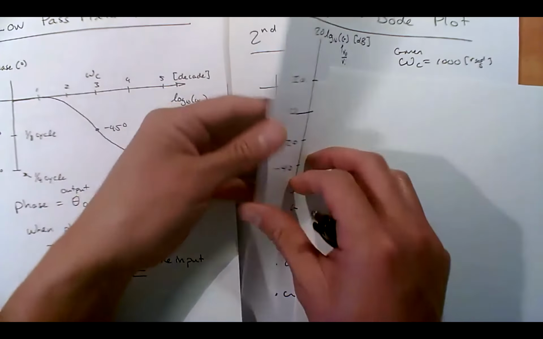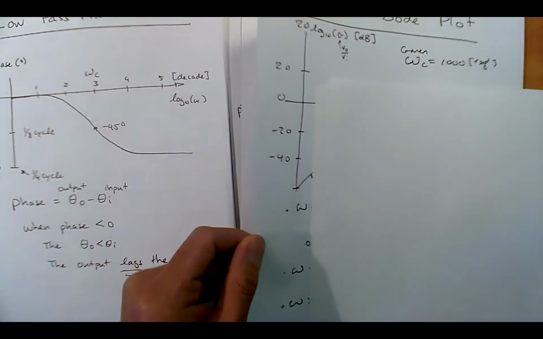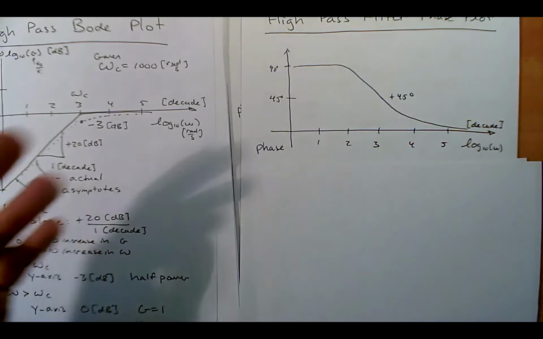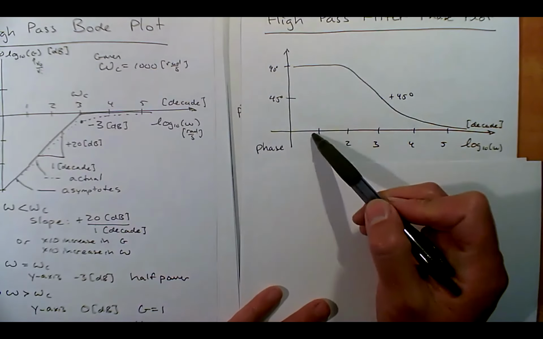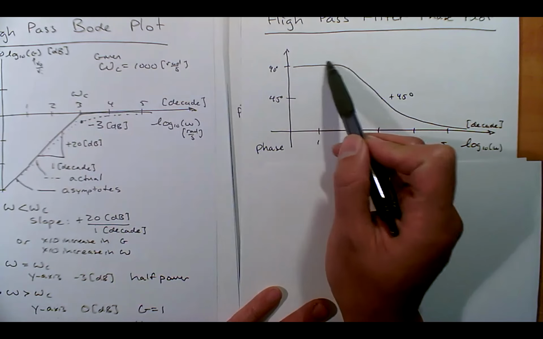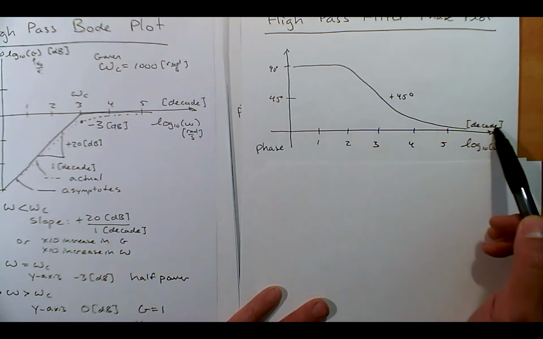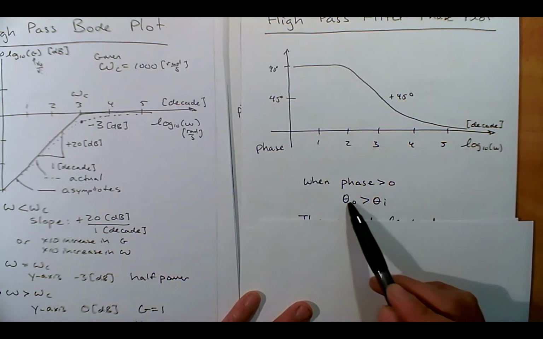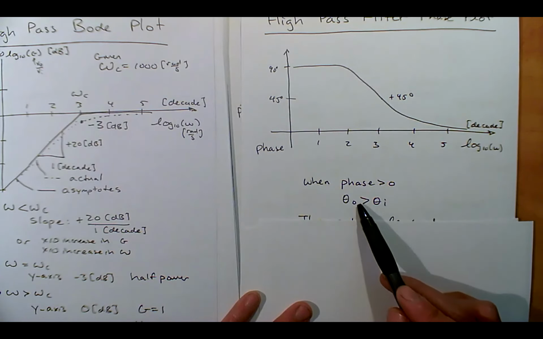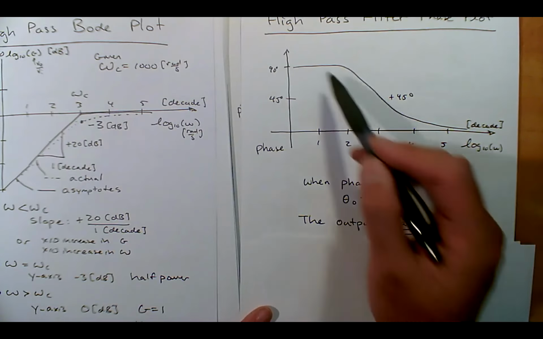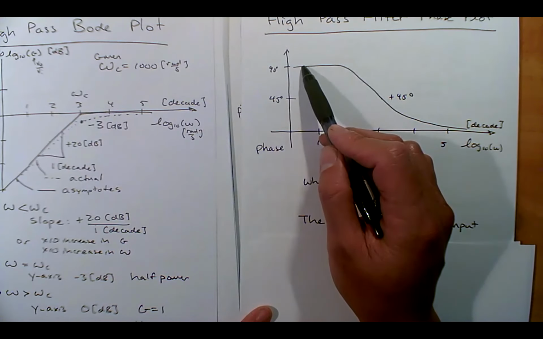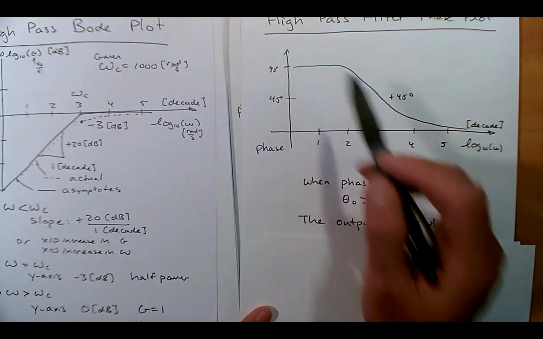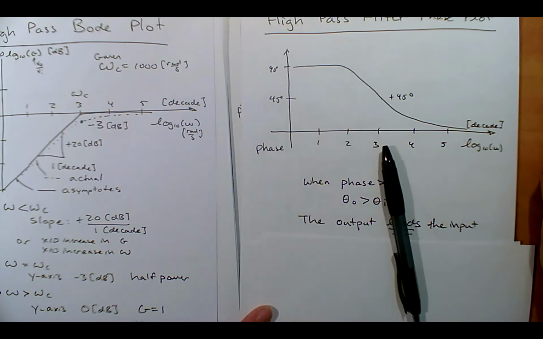Okay, so let's revisit the phase plot, and the phase plot is slightly different. Notice at low frequency, we have 90 degrees down to 45 down to 0. Again, if the phase is greater than theta I, the phase of the input, what does that mean? The output is leading the input by as much as a quarter cycle or 90 degrees. So let's look at the simulation again of those things. We saw it already, but let's look at it again with this new phase idea in mind.